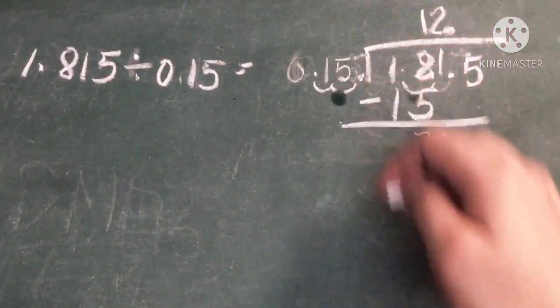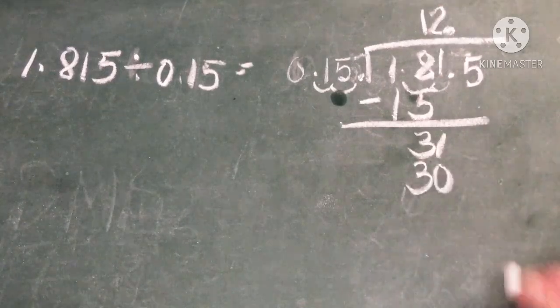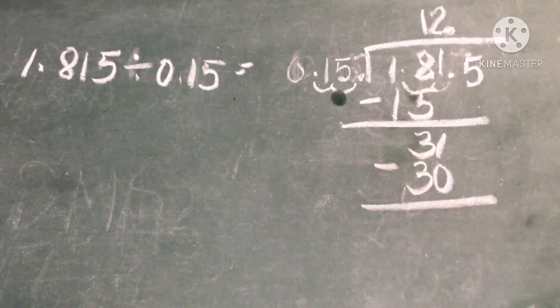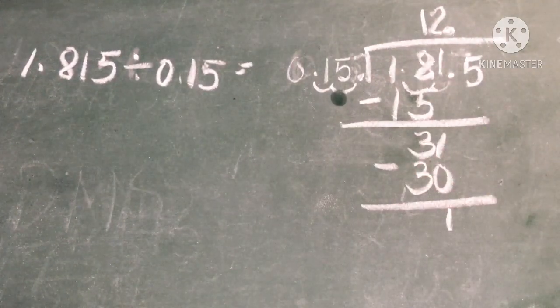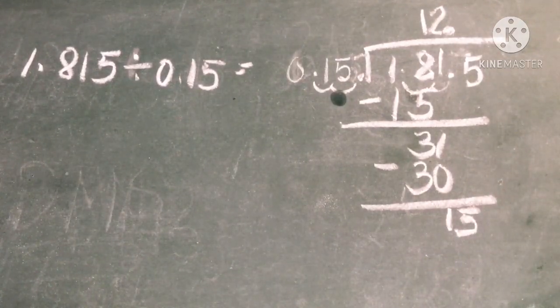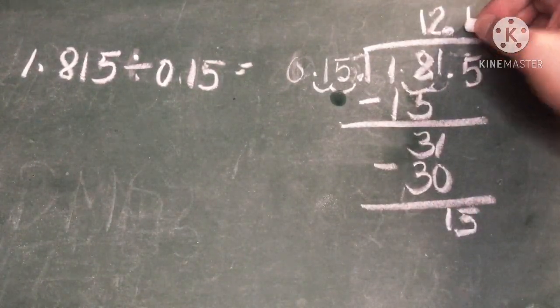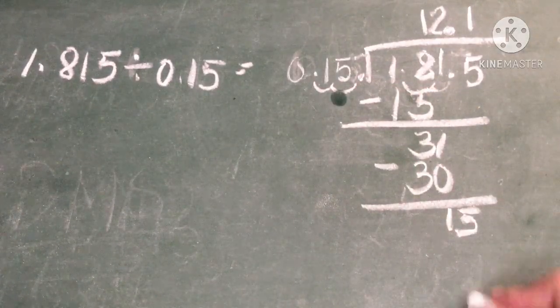So, 2 times 15 is equal to 30. Then, subtract. 1 minus 0 is equal to 1. 3 minus 3 is equal to 0. Then bring down 15. So, the digit. 15 divided by 15 is equal to 1. So, 1 times 15 is equal to 15.